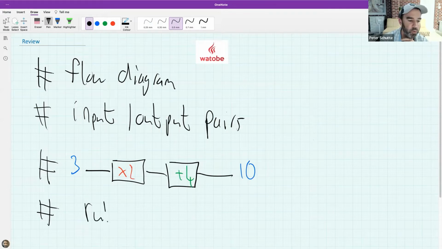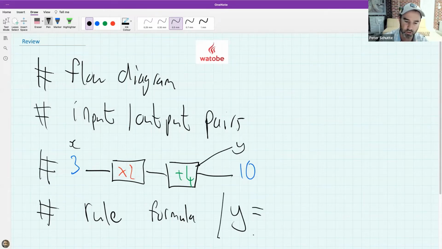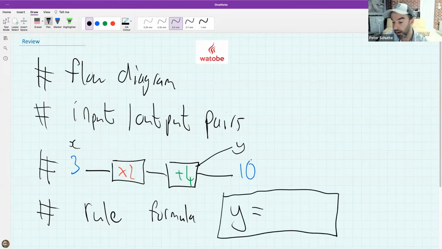We also had a rule or a formula that we tried to use to describe our input-output pairs. And we often wrote it y equals, for example. Here, this is important: we said that the input, we often call the input x, and we call the output y. Okay, so that was something. And then we tried to write down formulas that describe this rule. And we're going to go back to that today.